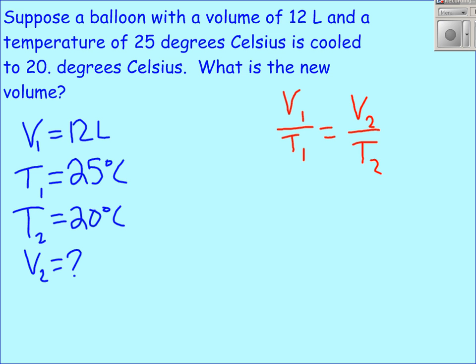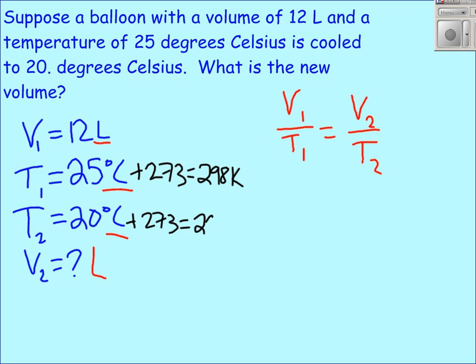Now, if I look at my volumes, I'm in liters, so I know my answer will be in liters, but my temperatures are in degrees Celsius. I cannot use this equation yet because my temperatures are in Celsius. I need to change them to Kelvin. Remember, you just add 273 to get your Kelvin. And so, my initial temperature would be 298 Kelvin, and my final temperature would be 293 Kelvin.